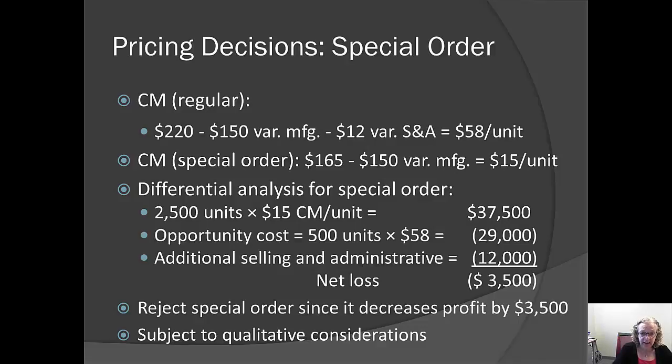However, we always need to consider qualitative factors. In other words, is there some reason that we might be willing to give up $3,500 of profit? If there is, there's nothing stopping us from saying yes to the special order. For example, we might have strong feelings about housing for the homeless, or we might hope that in the future, if we give excellent service to this new customer, they might become a regular customer.